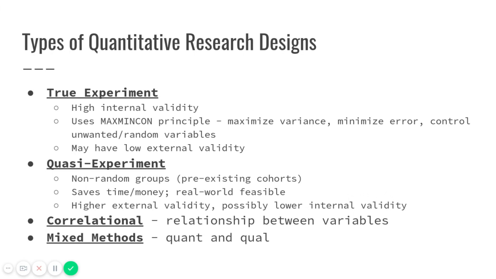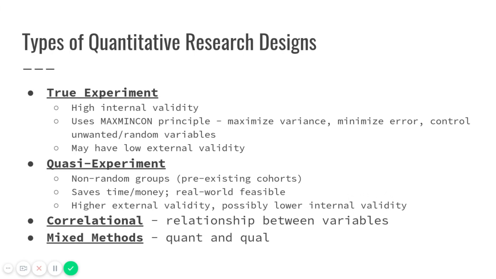More often, you would see a quasi-experiment in which you might have non-random groups, for example, some kind of pre-existing cohort, like a classroom of children or a group therapy that's already formed. This saves time and money, it's real-world feasible, and there is higher external validity because it's more similar to real-world settings, but there might possibly be lower internal validity, meaning you might come to a conclusion that may or may not be accurate or correct.